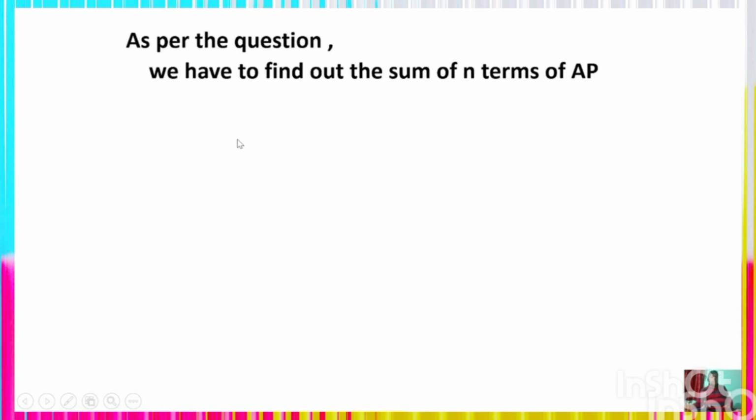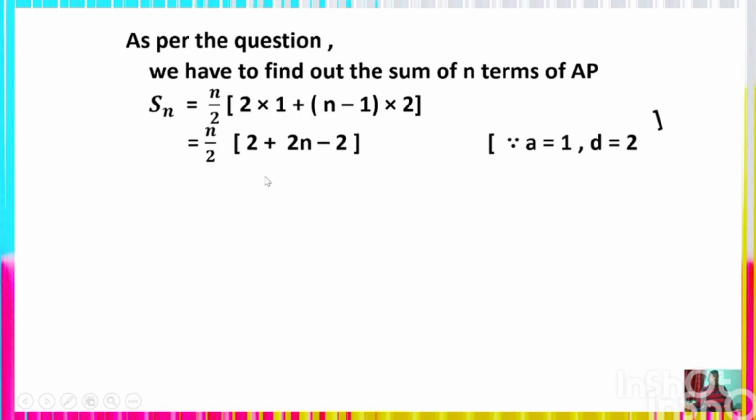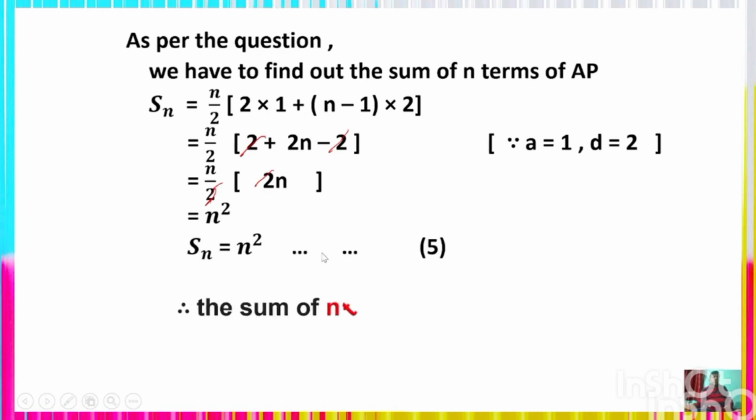As per the question, we have to find out the sum of n terms of the AP, which is Sn is equal to n by 2 whole into 2 into 1 plus n minus 1 into 2, because a is equal to 1, d is equal to 2. Thus we get n by 2 whole into 2 plus 2n minus 2. Here plus 2 and minus 2 can be cancelled. After cancellation we shall get n by 2 whole into 2n. Here denominator 2 and 2 can be cancelled. So we get n into n, which is n square. Thus Sn is equal to n square. Hence the sum of n terms of the required AP is n square.